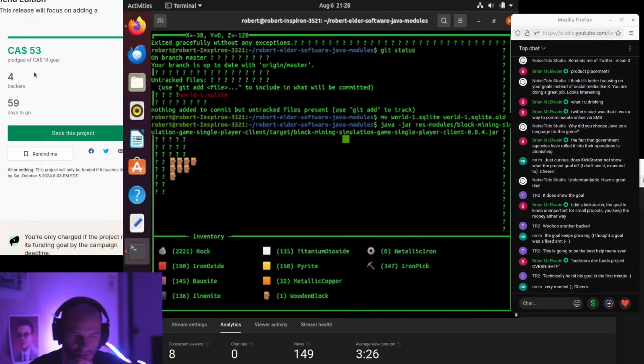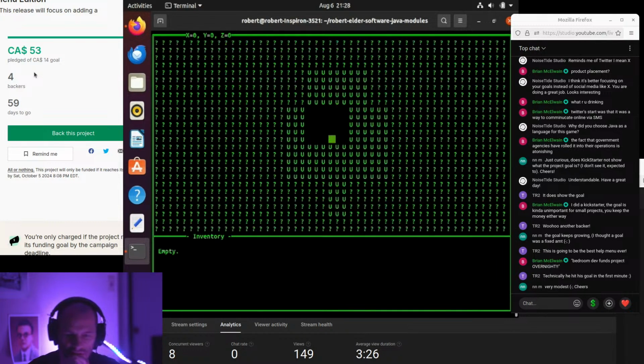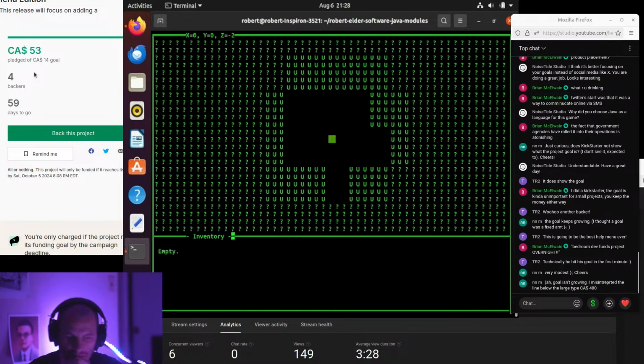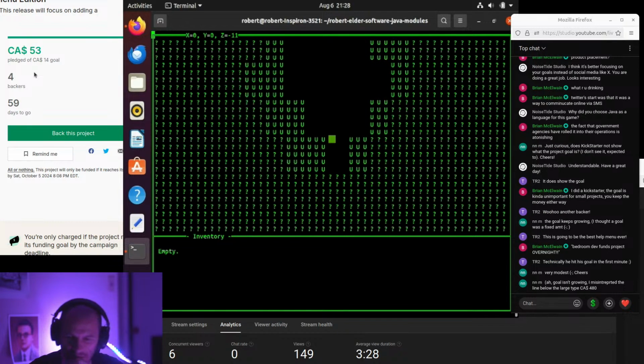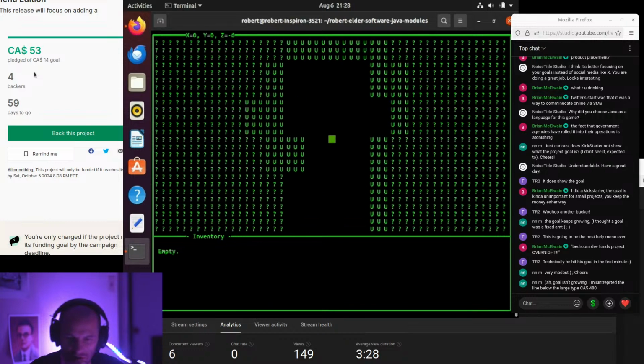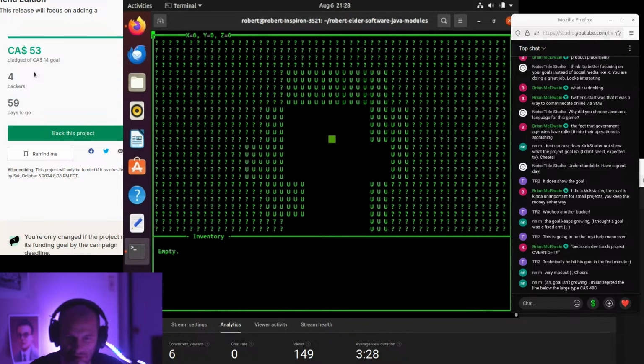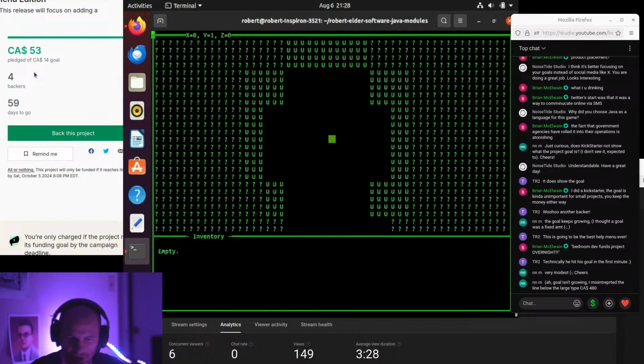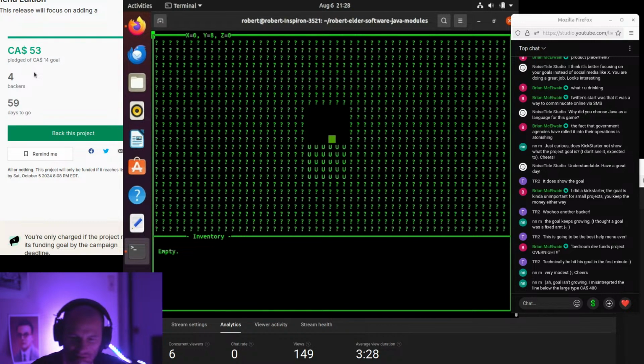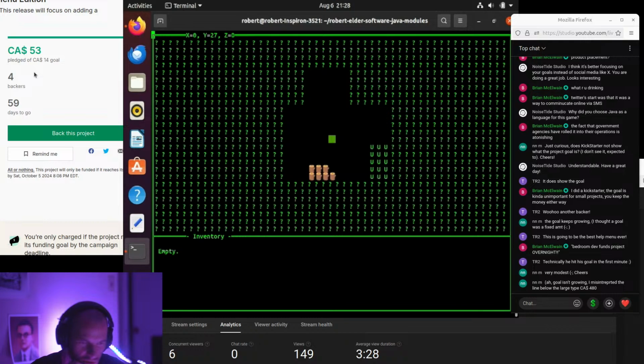Let's do some other testing. Let's try just moving really far in the world. Let's try going up really far. I don't think I've ever tried that. Goal isn't growing. Misinterpreted the line below.